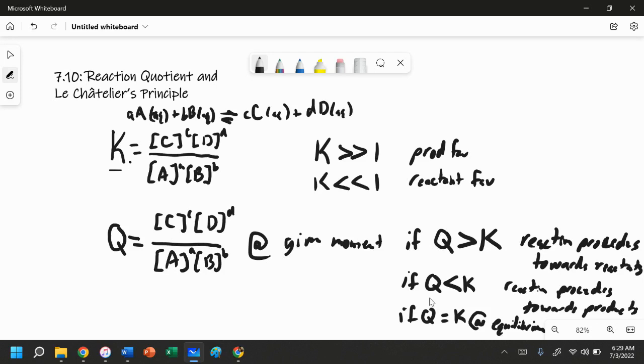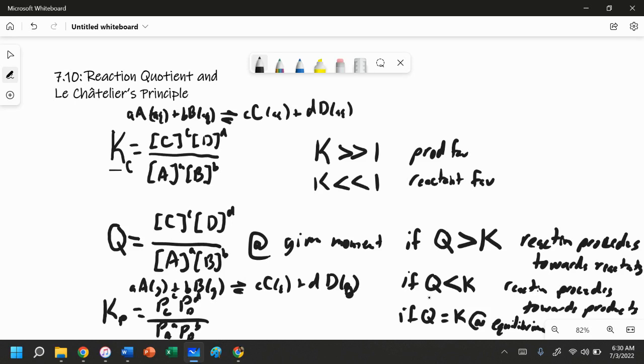We can also do this. I've done this for Kc, the equilibrium constant for concentrations, but we can also do this for Kp if you have gases. And remember, if you have gases, it's the pressure of the substances instead of the concentrations of the substances. Remember, for Kp, we use P instead of brackets because brackets mean concentration and molarity. P means pressure. So we can use the exact same calculation for Q for Kp as we do for Kc. We would just use pressures instead of concentrations.